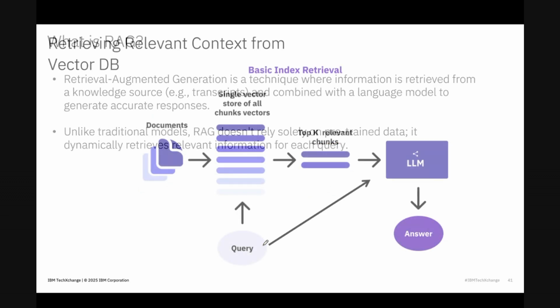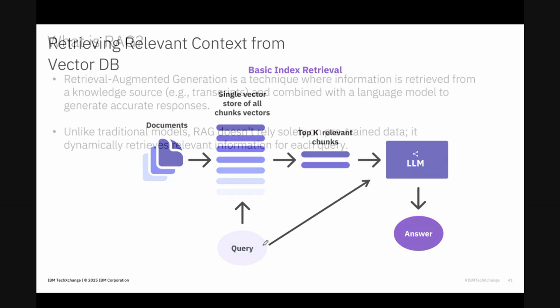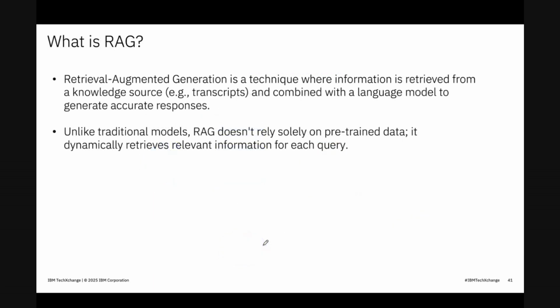I forgot to mention here, this is a kind of RAG. So let's understand what RAG is. RAG stands for Retrieval-Augmented Generation, which is a technique where information is retrieved from a knowledge source, in our use case a vector database, and combined with a language model to generate accurate responses.